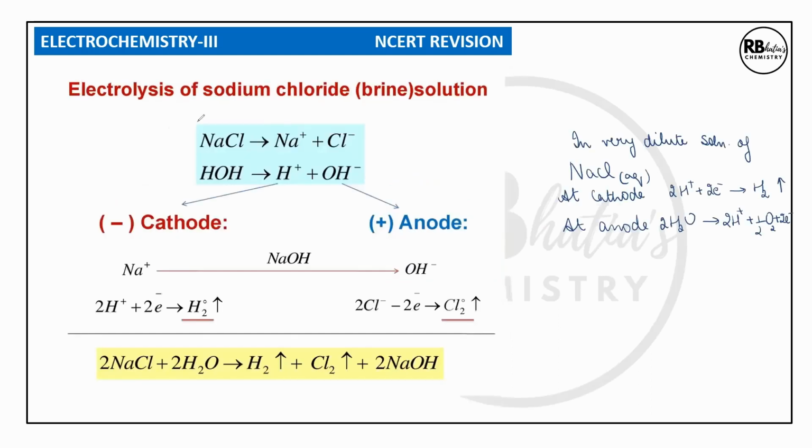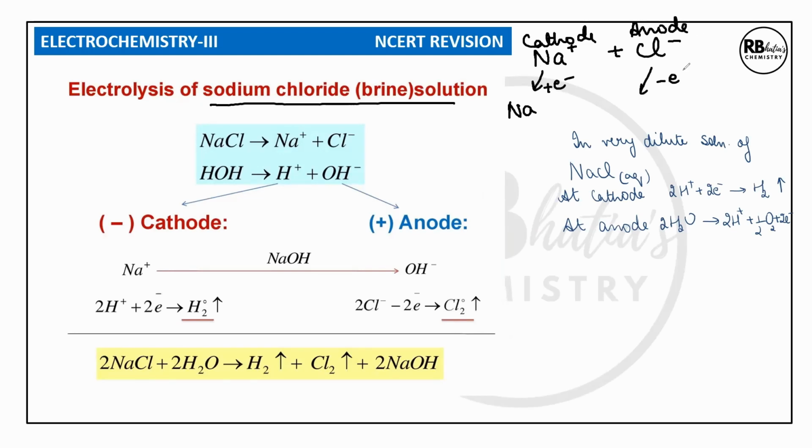Similarly, if we have electrolysis of sodium chloride, in case it's molten sodium chloride, there is no issue. This sodium ion gets reduced to sodium by gaining an electron at cathode, and chloride moves to anode. Anode is the positive electrode. It loses an electron there and gets liberated as chlorine gas.